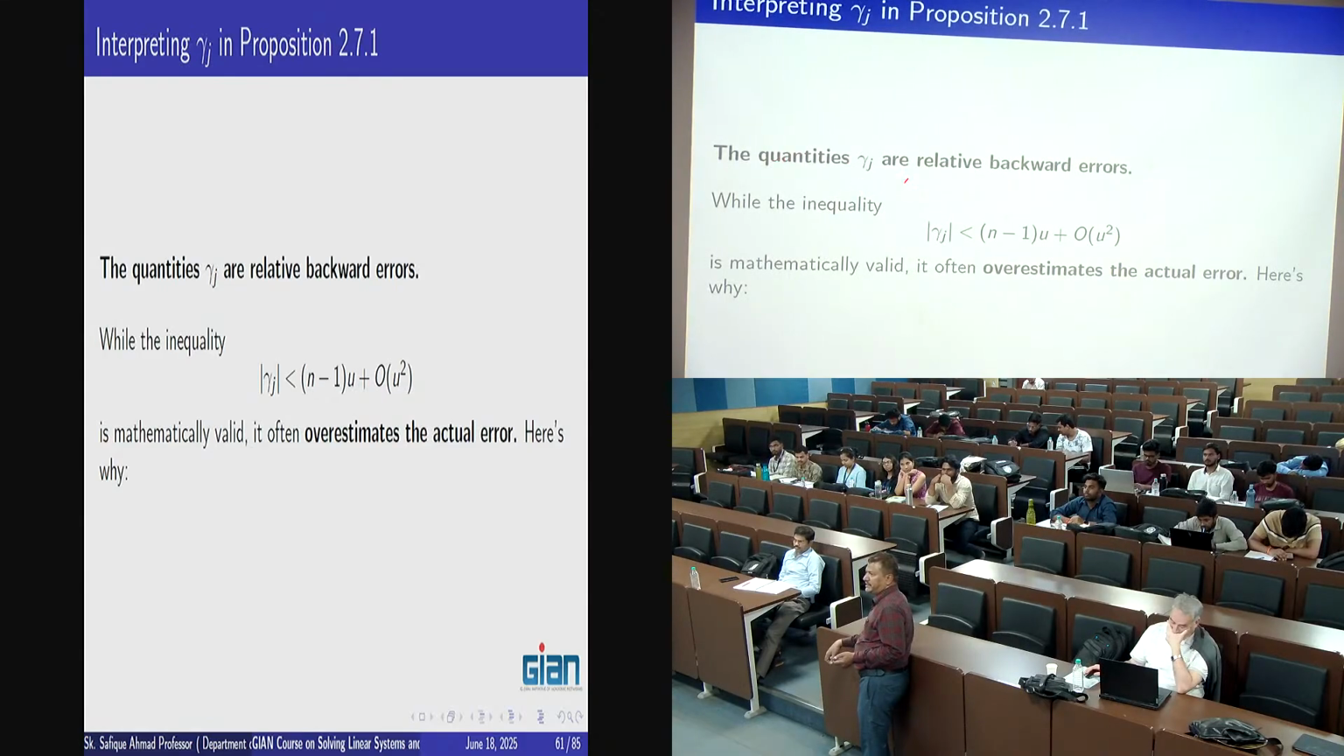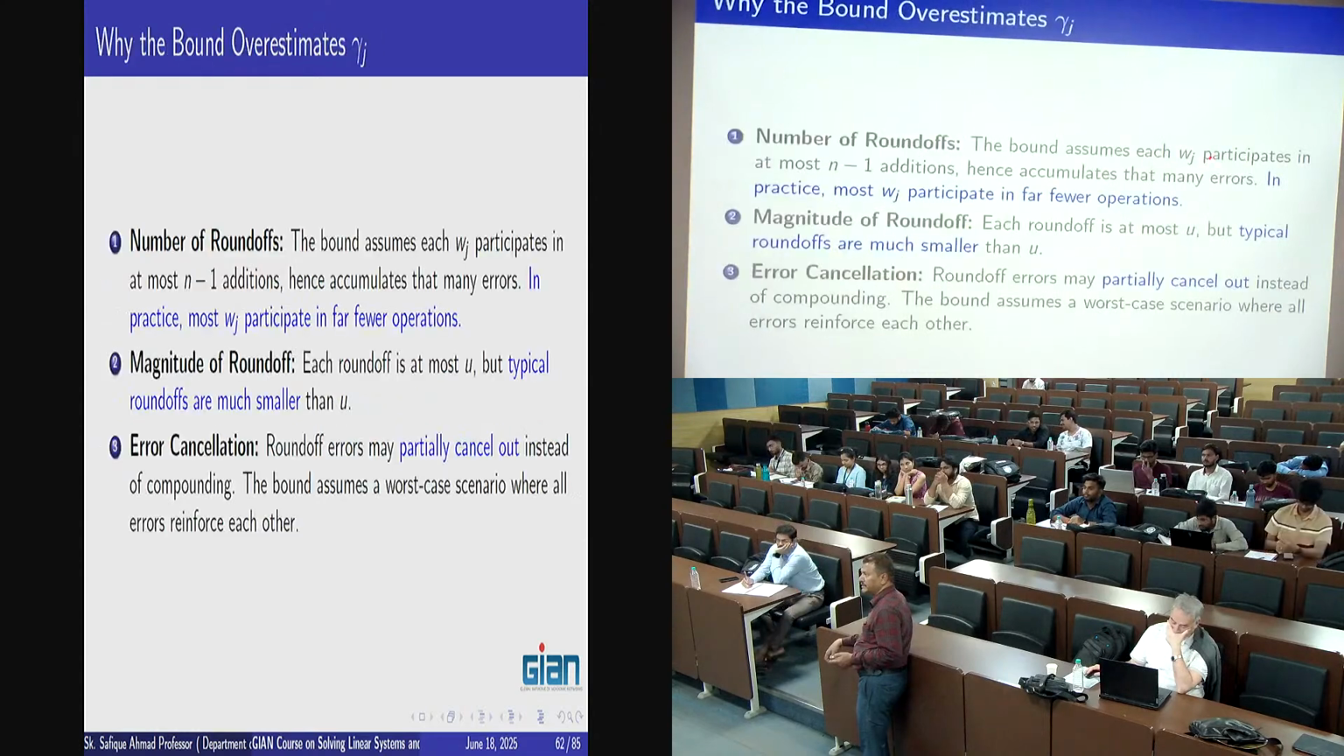Now the quantities gamma j are relative backward errors, and this gamma j satisfies this bound, which is mathematically valid. Each omega j participates in at most n minus 1 additions, hence accumulates that many errors. In practice, most omega j participate in far fewer operations, and each round off error is at most u, but typically round offs are much smaller than the unit round off error. Round off errors may partially cancel out instead of compounding. The bound assumes a worst case scenario where all the errors reinforce each other.